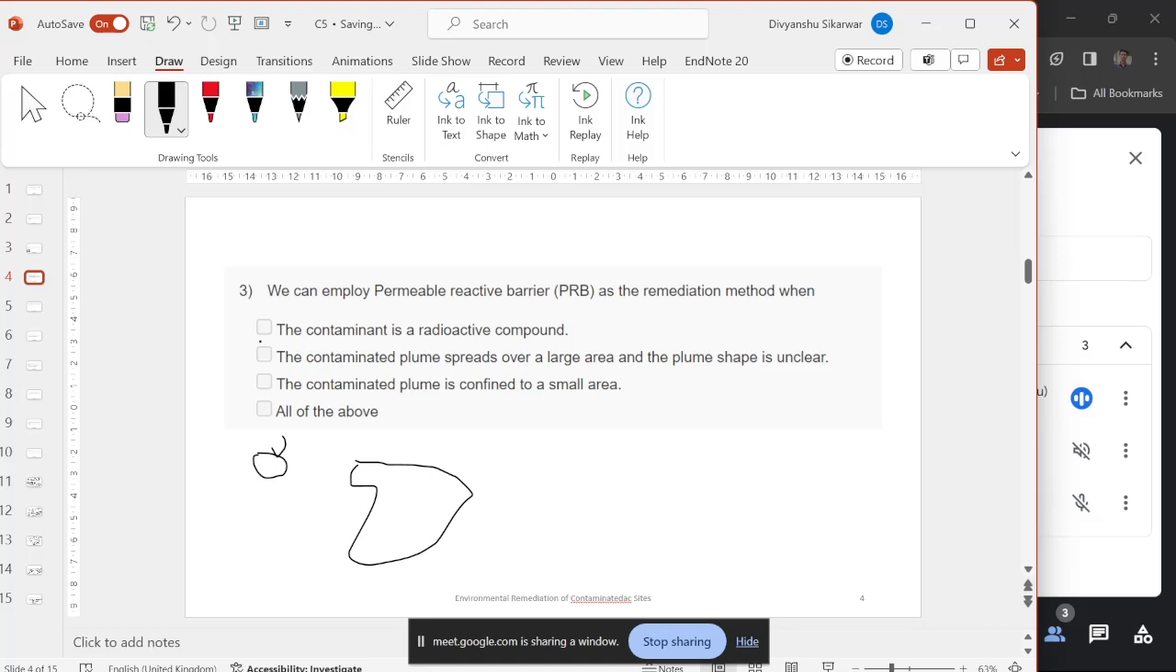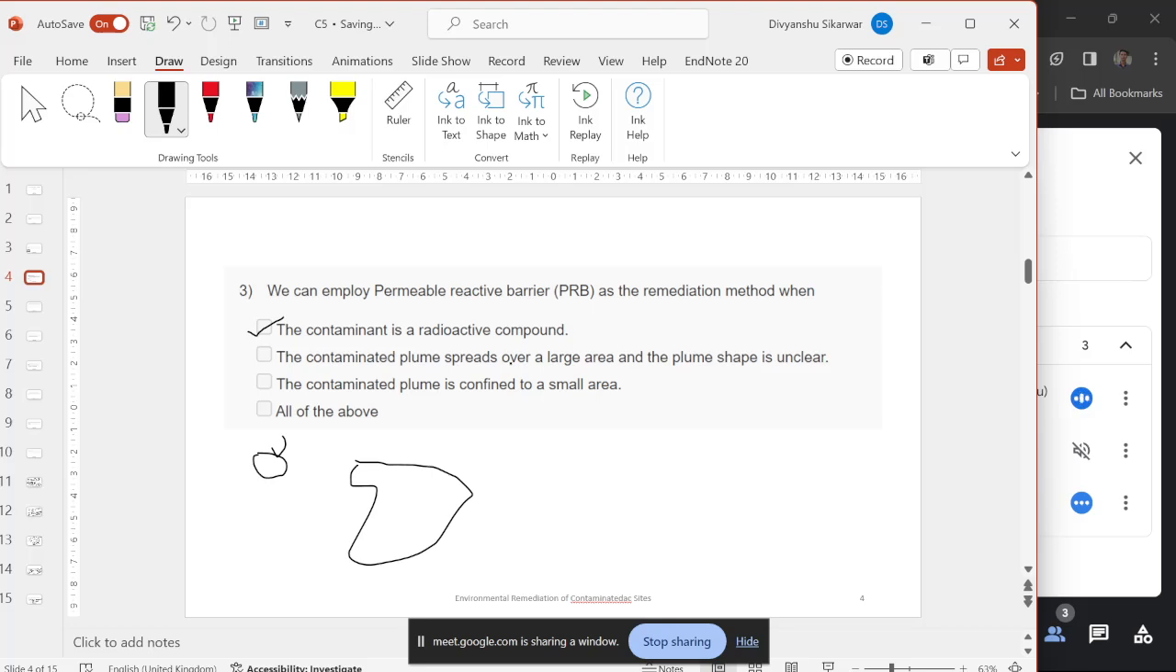The first option is: if the contaminant is a radioactive compound, can we use PRB? Oh, yes. In the case of uranium, there are case studies where they are using PRB. So the first is right.